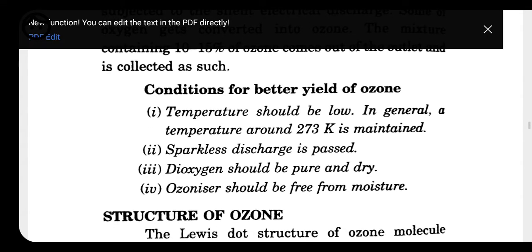Here we have a few conditions for the preparation of ozone. The temperature should be low and should not be increased. The temperature should be around 273 Kelvin, and a sparkless discharge is passed. The spark cannot come out whenever we are passing electric current. Third, dioxygen should be pure and dry. It should not have any moisture. It should be moisture free. The ozonizer, that is the apparatus, should also be moisture free.